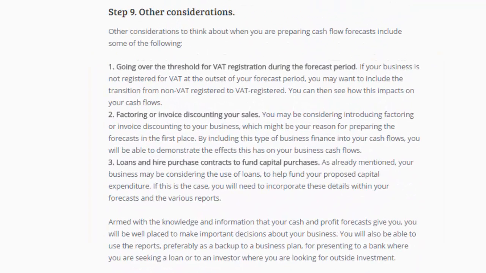A few other considerations. If, for example, you're starting out or you're an existing business, and over the period it means that you're going to be going over the VAT threshold and need to register for VAT, it'd be important to have a look at the impacts of that on your cash flows and profit forecasts.